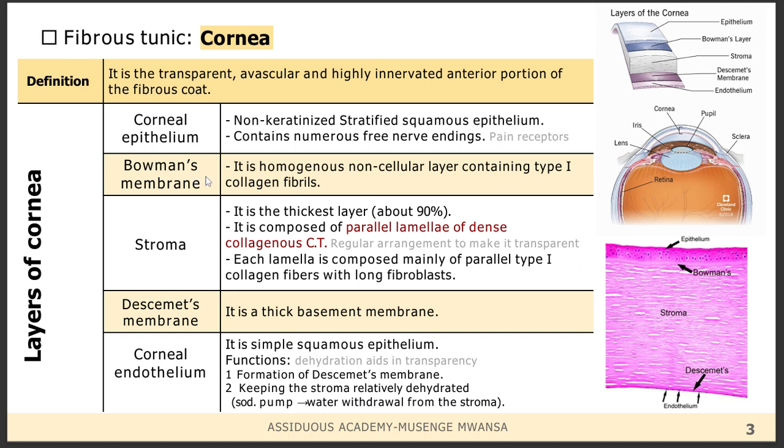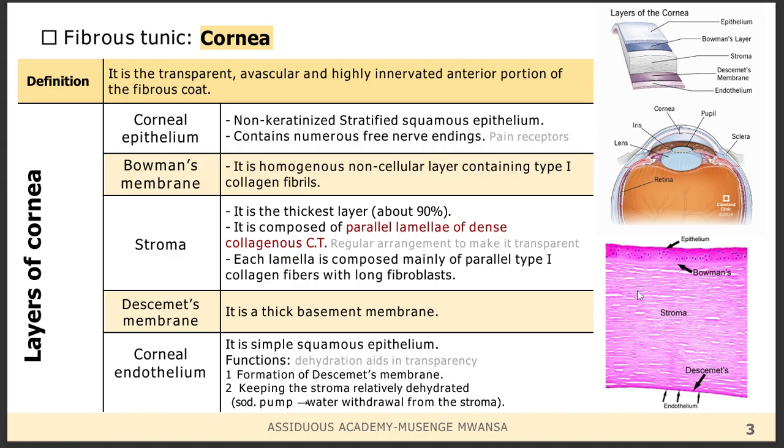Okay. You also have what we call the Bowman's membrane. Histologically, it is a homogeneous non-cellular layer containing type 1 collagen fibers. If you can see on top, you have got the epithelium on this slide, and then down you are going to have the Bowman's membrane, which is homogeneous, non-cellular, doesn't have any cells, and contains type 1 collagen fibrils.